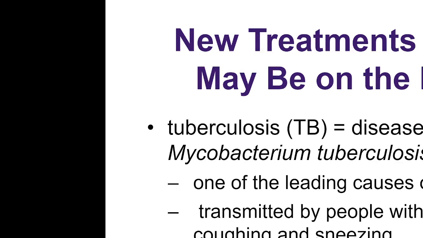And so you can kind of see that. So some of the new treatments for things like tuberculosis, by the way, may actually be on the horizon. Tuberculosis, TB, is a disease caused by Mycobacterium tuberculosis. This is actually one of the leading causes of death worldwide. It's transmitted by people with active lung infections by coughing and sneezing. It's commonly treated with the antibiotic rifampicin.